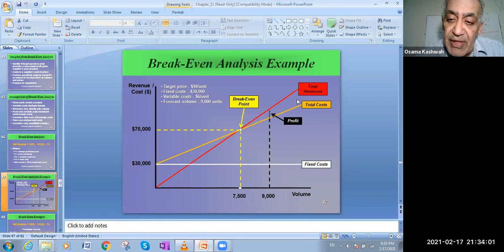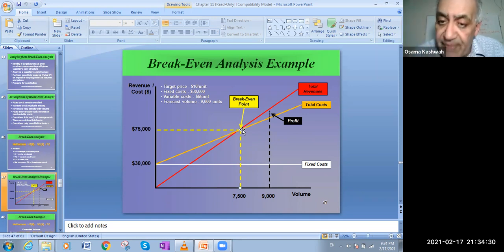But after this point, we have gains or profits. Before this point, we have losses. So this area is the area of losses, and the area after the point is the area of profits. What is the benefit of the break-even for me? It shows me exactly the point where my losses equal my gains, where there are no gains and no losses.